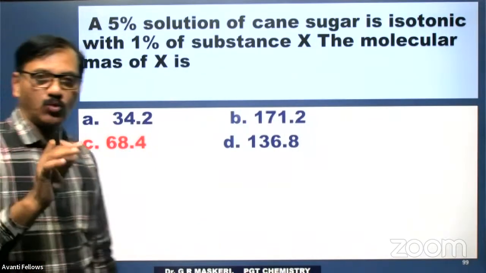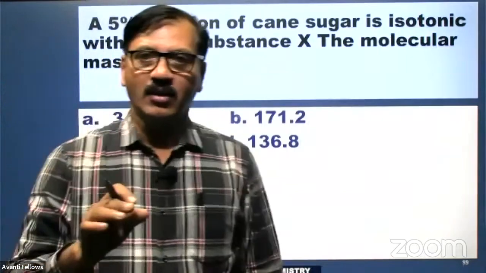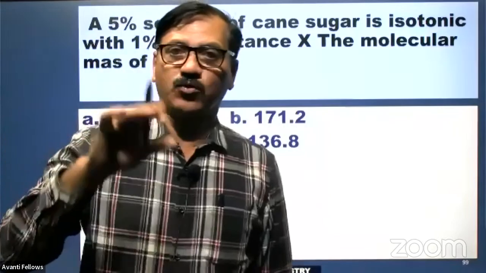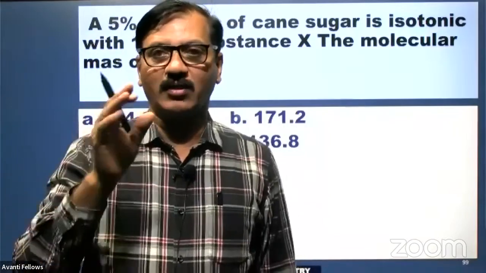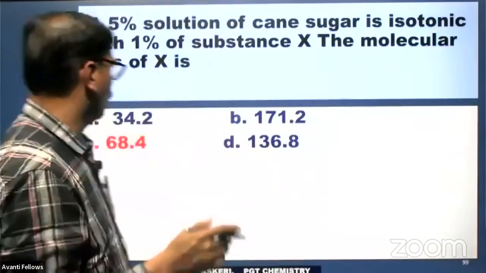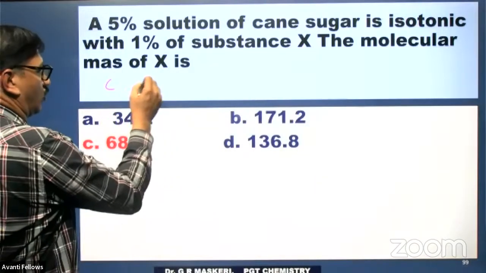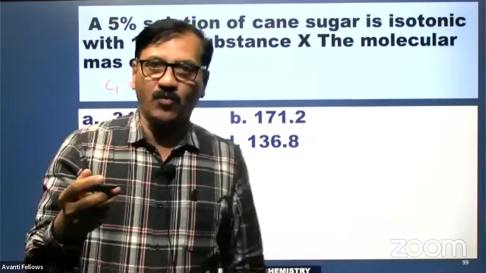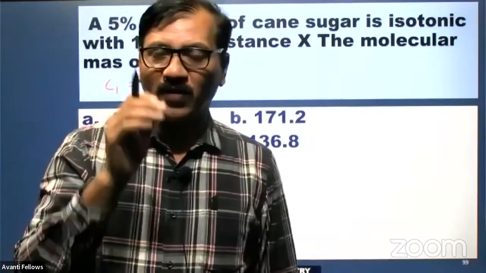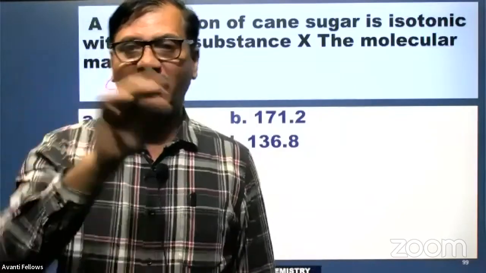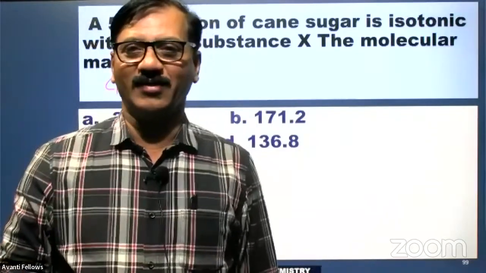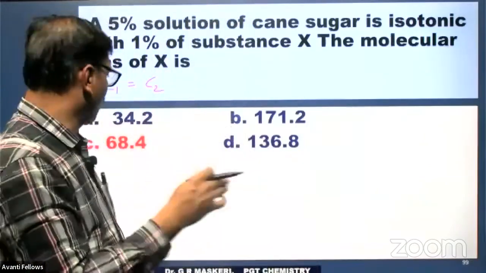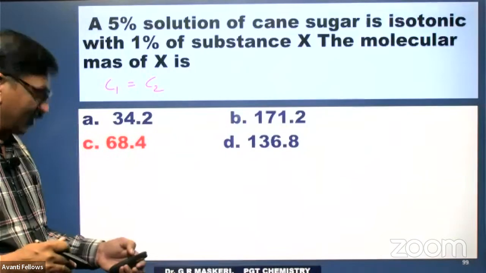If the two solutions are isotonic, kindly equate the number of moles, because if two solutions are isotonic their concentrations must be equal. Concentration means number of moles divided by volume of solution. If the volumes of the two solutions are equal, then the number of moles should be equal. Therefore we have to equate the equation like this.